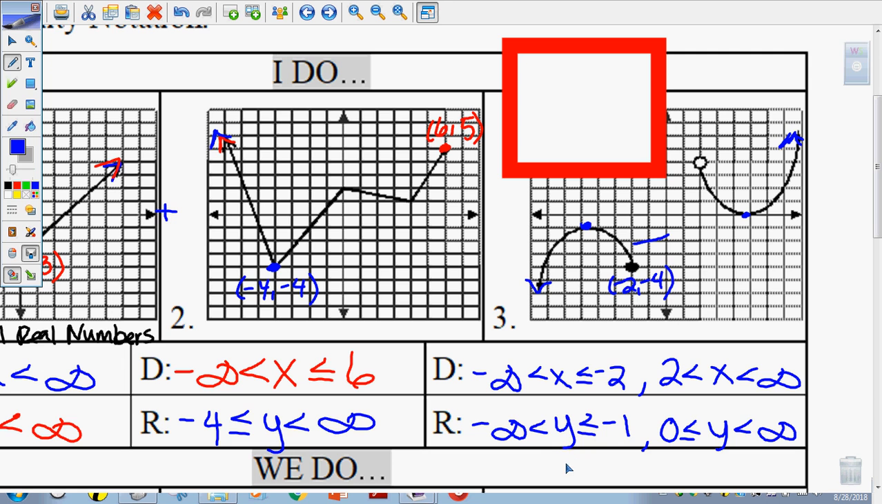Your range is from bottom to top. If this arrow is going down, that means that the bottom has to be what again? Negative infinity, right? So my bottom has to be negative infinity. And then my highest point was at negative 1. It was 1 below the x-axis. So it was at negative 1. So my range was from negative infinity to negative 1. And it was included at negative 1. We're good? We're good over here? Alright, questions about domain for this one?